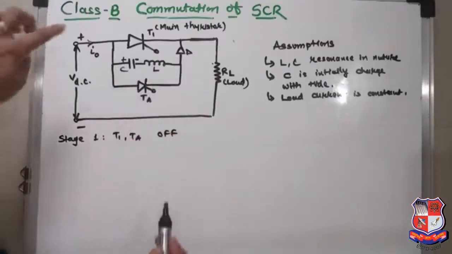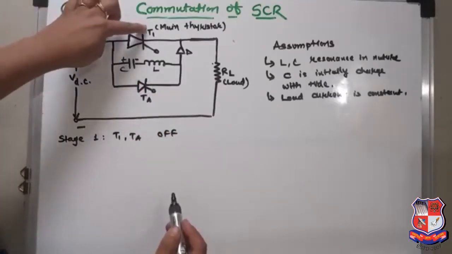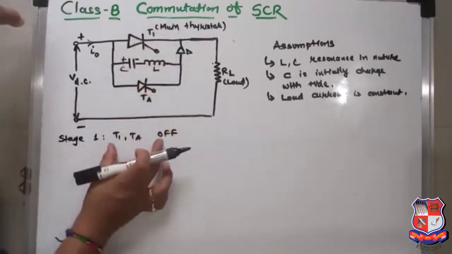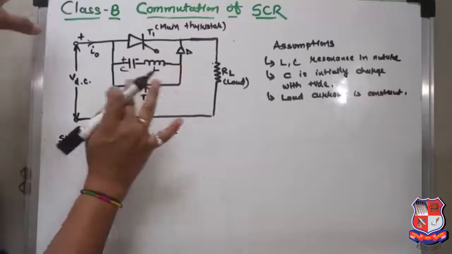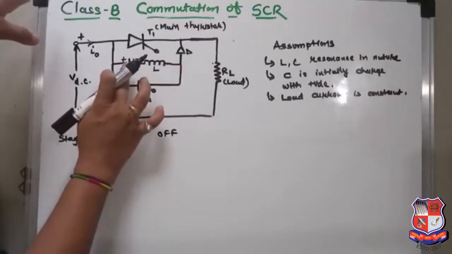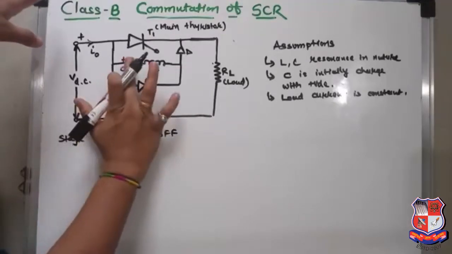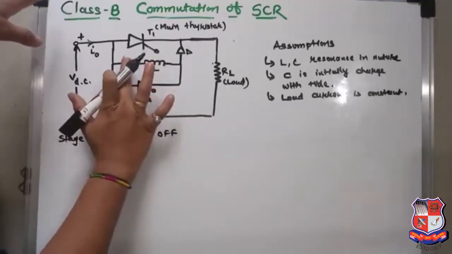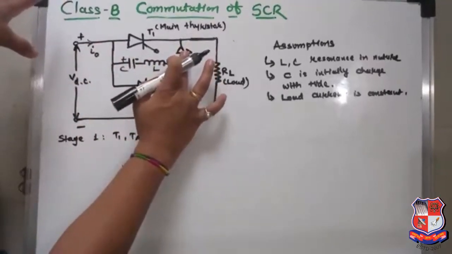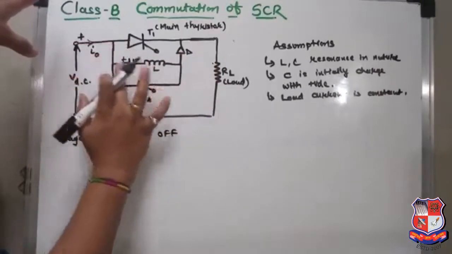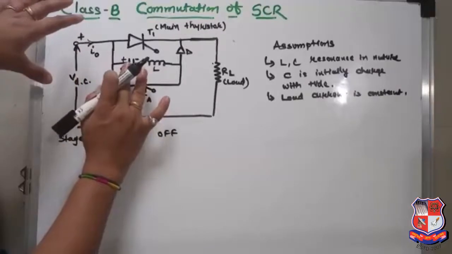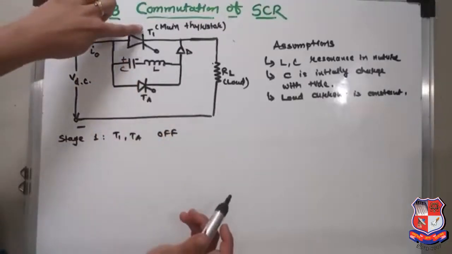Now see here T1 and TA are both off. When the capacitor is fully charged, it acts as an open circuit. There is no further current flowing, as the diode is reverse biased and acts as an open circuit, and there is no path for the capacitor to discharge. Now T1 is turned on.